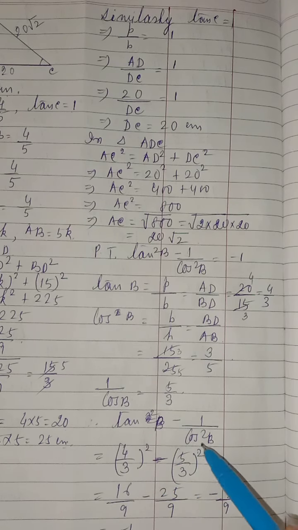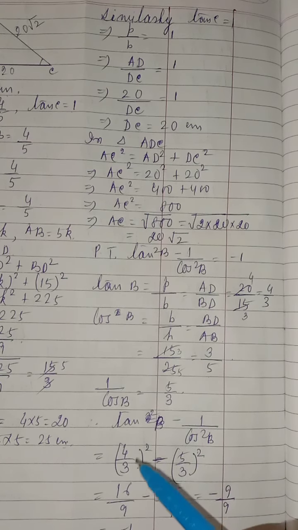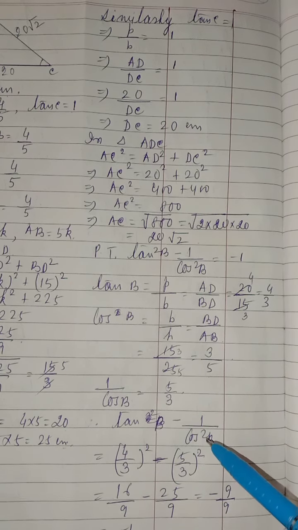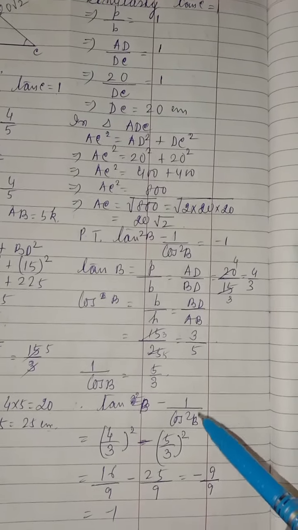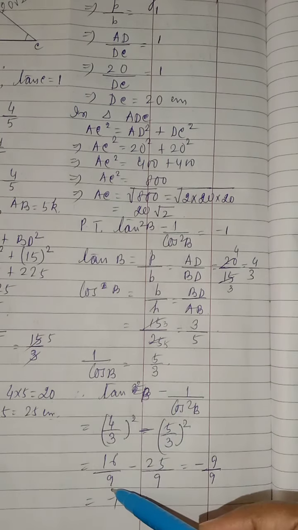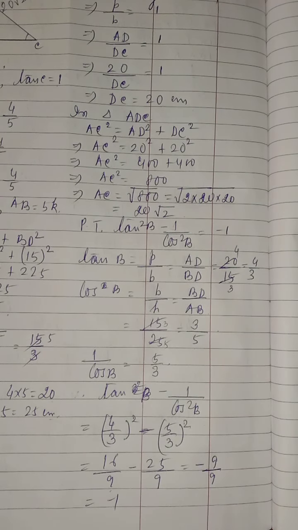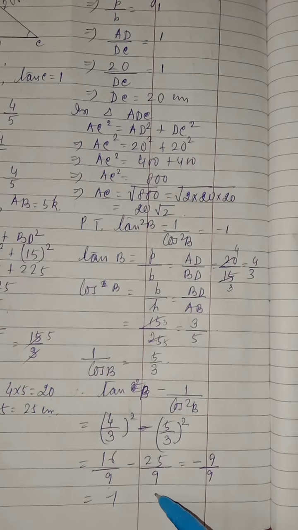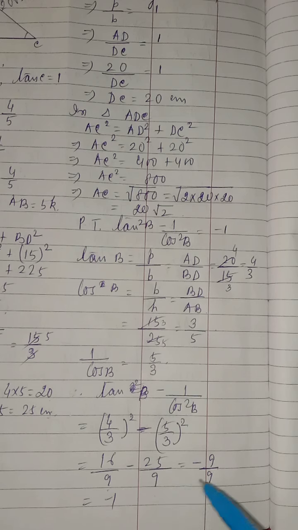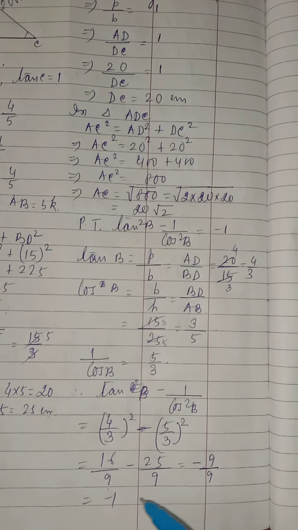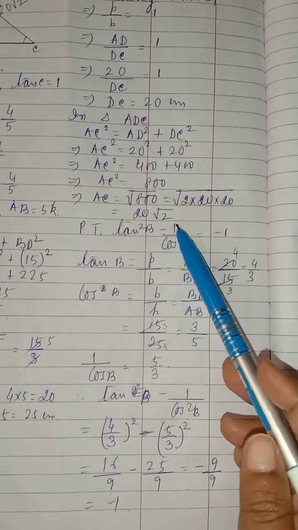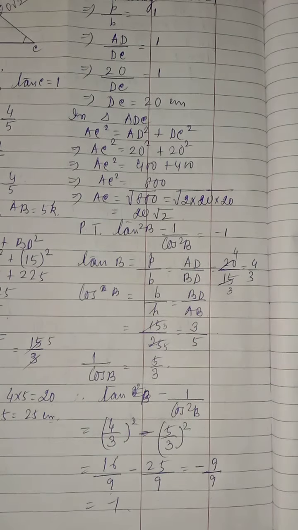So tan square B minus 1 by cos square B is equal to tan B, that is 4 by 3 whole square, minus 1 by cos square B, so it's 5 by 3 whole square. Now 4 by 3 squared means it's 16 by 9, minus 25 by 9. So 16 minus 25 is minus 9, that is minus 9 by 9, so it's coming minus 1. So this way we could prove that tan square B minus 1 by cos square B is equal to minus 1.